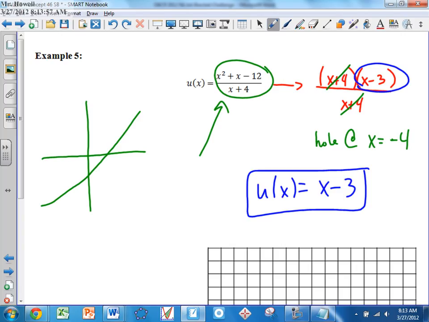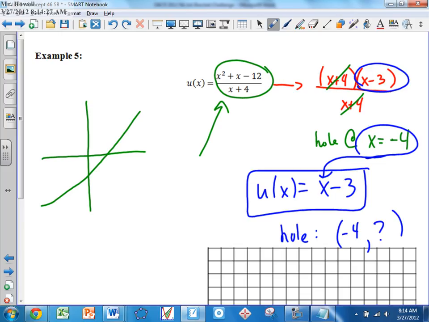So let's go ahead and plug the negative 4 in here to find the hole. What's left on top is your graph. So take your negative 4, please, and plug it into your simplified form to find the location of the hole. Remember, you know the hole is at negative 4 for x, but what's the hole's y value? That's the question we're asking.